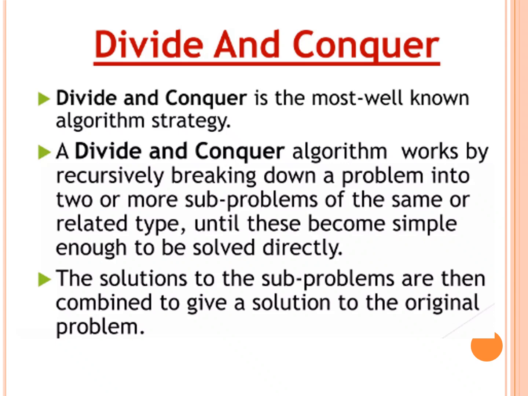So what is divide and conquer? We have seen that binary search works on the divide and conquer algorithm. Divide and conquer is the most well-known algorithm strategy. The algorithm works by recursively breaking down the entire problem into small sub-problems and solving more than one sub-problem, and then finally conquering it. The solutions of the sub-problems are combined to give us the solution to the original problem.